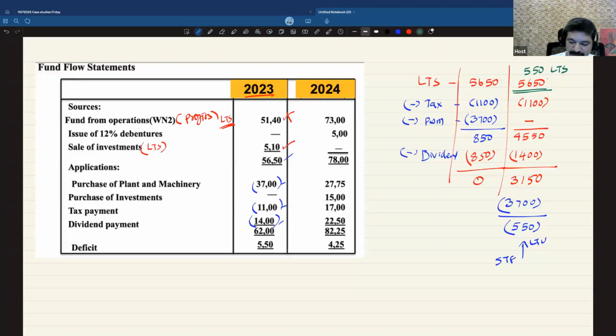They could have brought this 550 either from debt, maybe a term loan, or the owners could have infused equity. If that had happened, the total long-term source would have been 550 plus 5,650. The total long-term source would have been 6,200. From that, 1,100 is paid for taxes. So they will have 5,100. They can pay dividend of 1,400. They will have surplus of 3,700. And with that, they can meet investment in plant and machinery, and they will not land in any surplus or deficit situation. They have not done that.